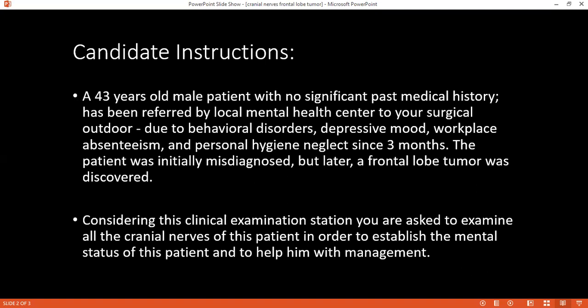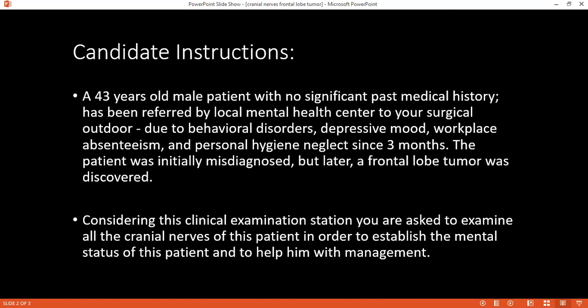Okay, I will wash my hands. I introduce myself. After this, I will confirm the patient's name and age. After this, I will take permission from the patient and explain the test. After this, I will start with the olfactory nerve.